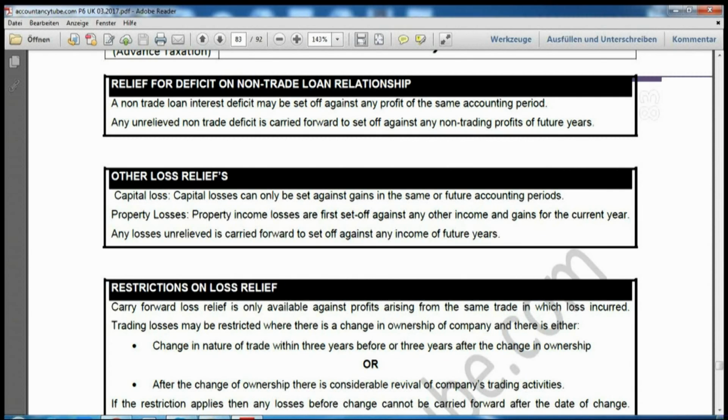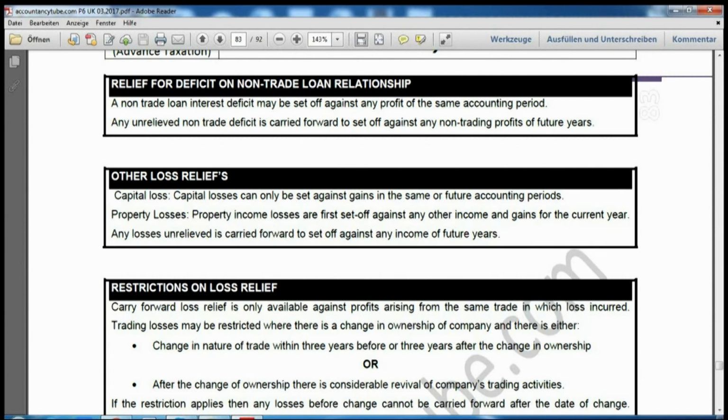So if they started to make profit when they moved to bakery, they cannot set off the previous loss in the cars against this profit, because they have changed the trading. They have changed the industry of business. So they cannot do that. So there is a restriction on that. So carry forward loss is only available against profits arising from the same trade in which the loss was incurred.